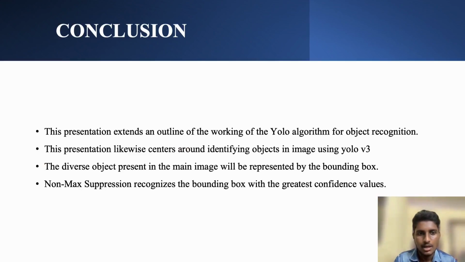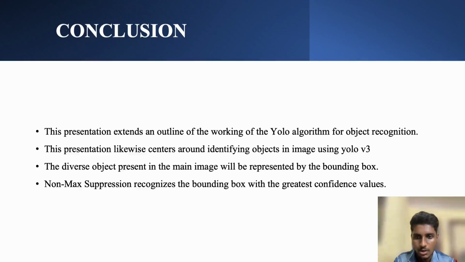This presentation also centers on identifying objects in an image using YOLO v3. The different objects present in the main image will be represented by bounding boxes. Non-maximum suppression selects the bounding box with the greatest confidence values. Object detection is one of the most demanding tasks in computer vision. It involves finding the type of object and knowing its location in the image. Through object detection, we can achieve both detection and tracking, whereas object tracking generally locks onto the moving object.